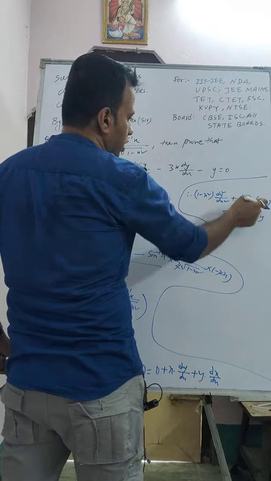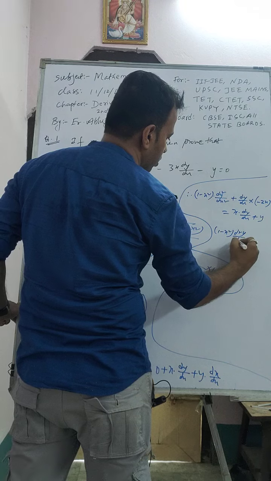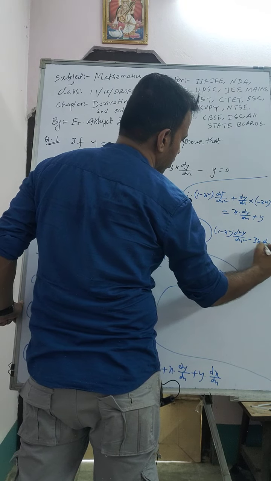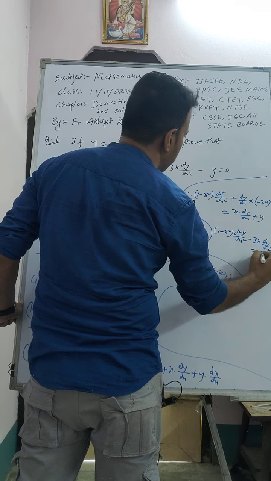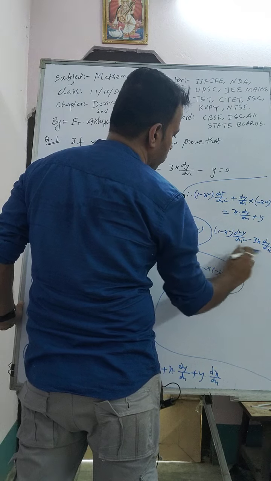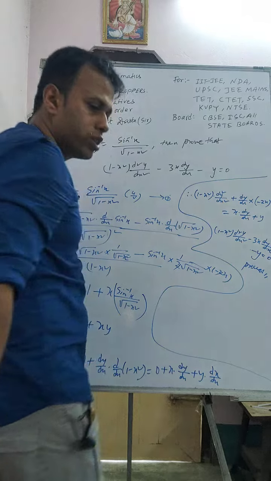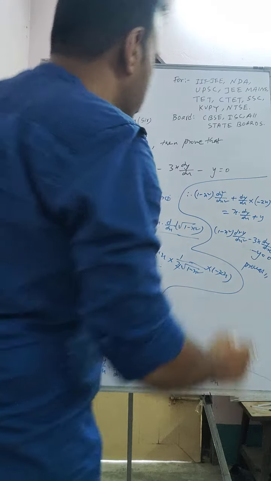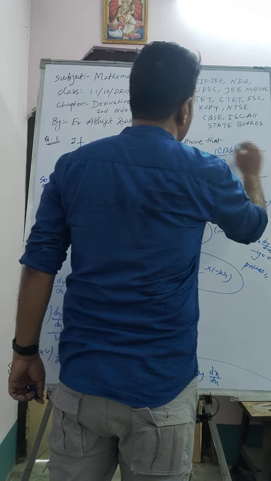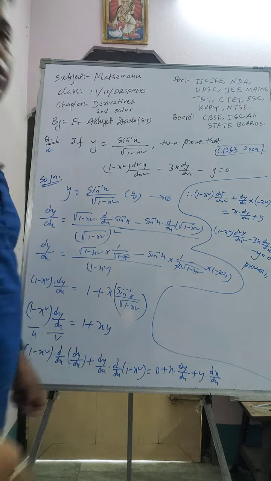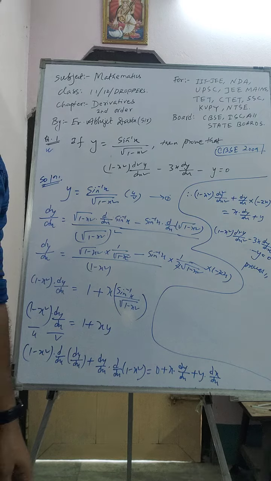Now this dy by dx, if I take it to the left side, it will become 1 minus x square d square y by dx square minus 3x dy by dx minus y equal to 0. So this one is proved. And this question came in CBSE 2009. Every question like this comes in CBSE or another state board or ICSE exams.